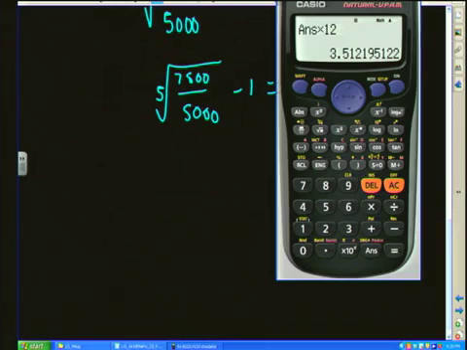Okay, at this point we put everything into our calculator. So we're looking for the fifth root, or as I said, if you don't like working with the fifth root, you can use to the power of 1 over 5. I'm going to use the fifth root, but if you prefer, you guys can use to the power 1 over 5. Okay, so it's the fifth root of 7,500 over 5,000. Okay, from that we subtract 1.